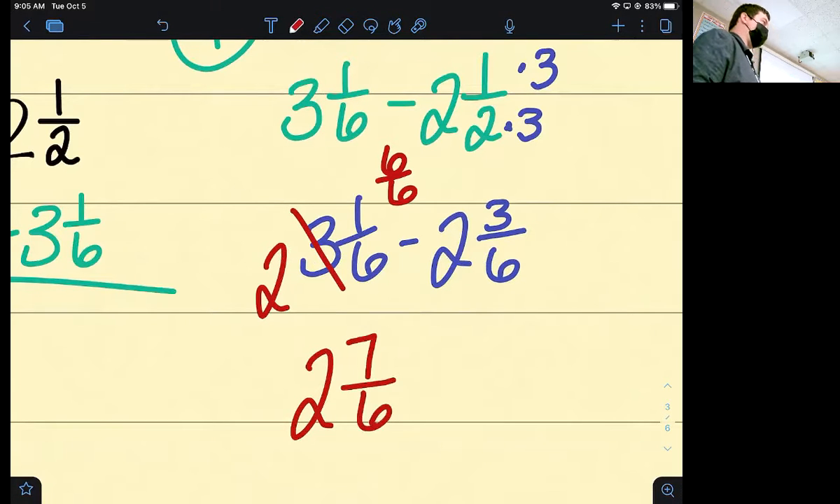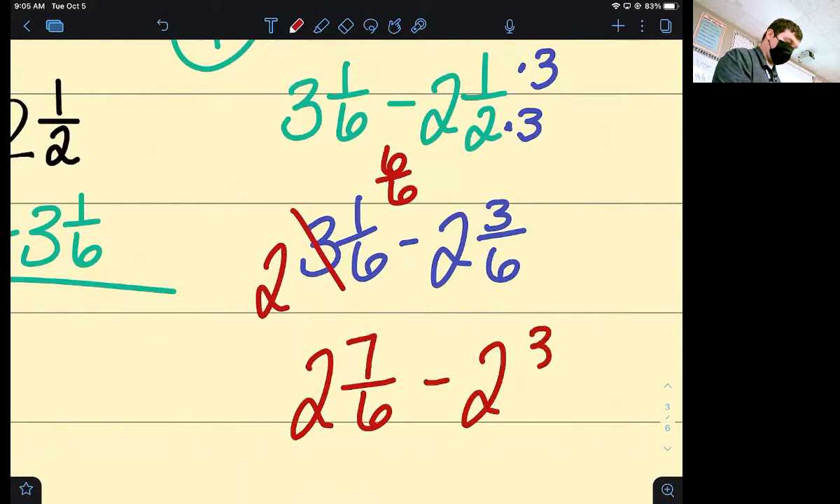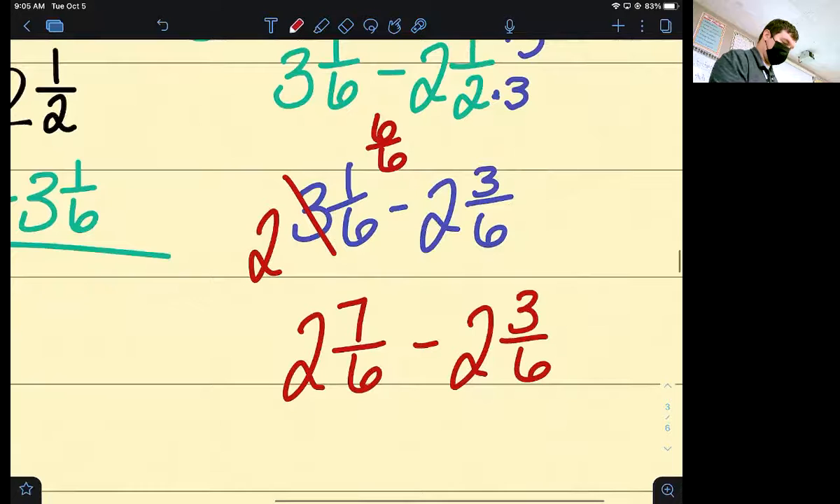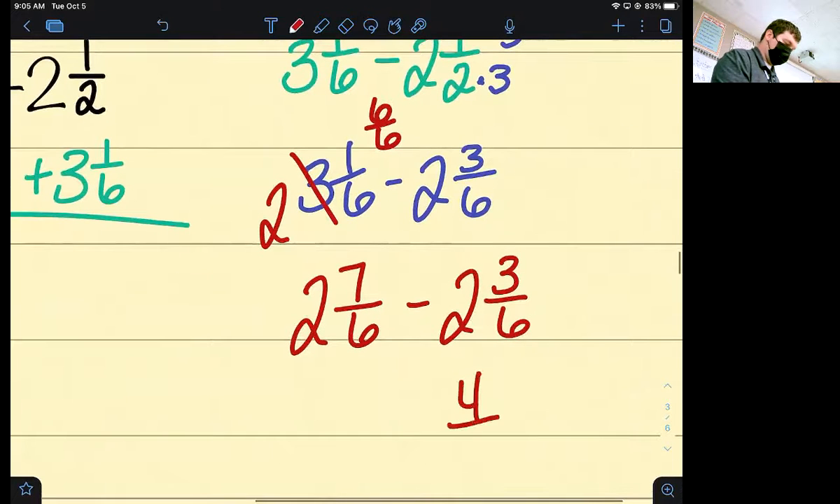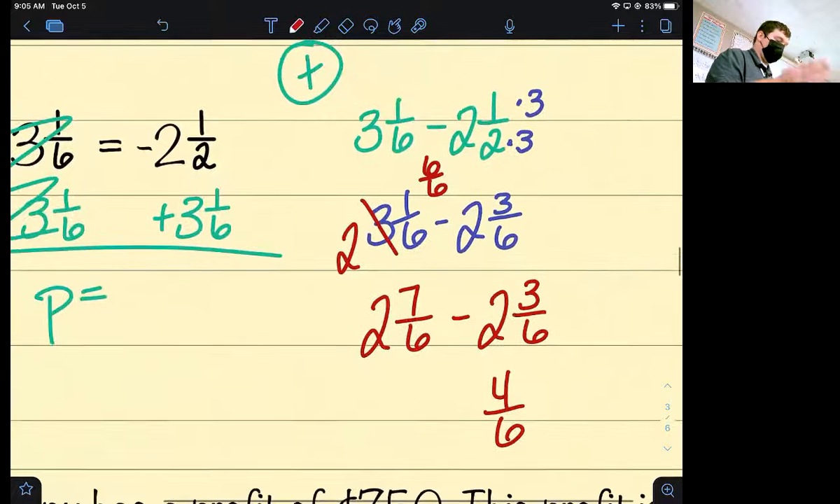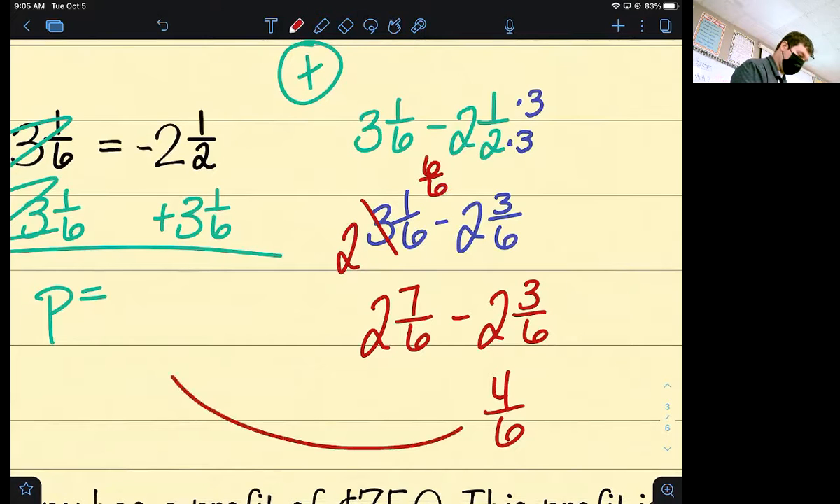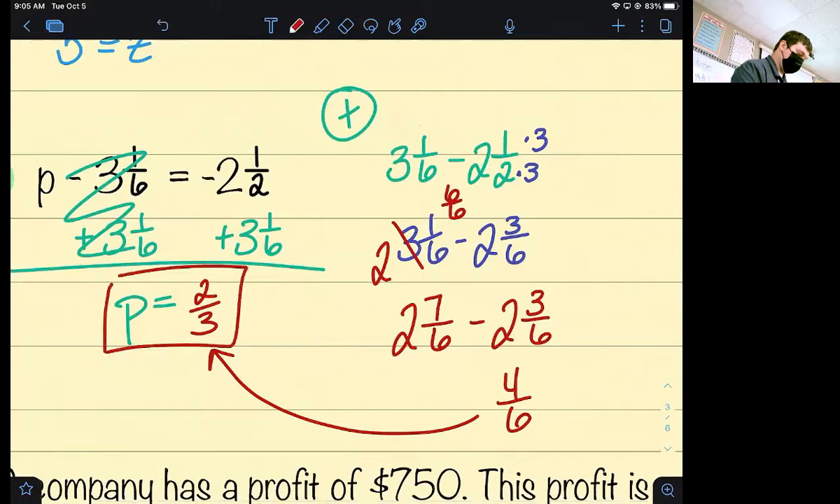I'm borrowing from the 3. I'm borrowing 6/6 from the 3 to make it, and then adding it to the 1 I already have. What's 7/6 minus 3/6? 4/6. What's 2 minus 2? 0. So it's 0 and 4, or just 4/6. I know it's positive, but what's 4/6 reduced to? 2/3. So my answer is P equals 2/3.